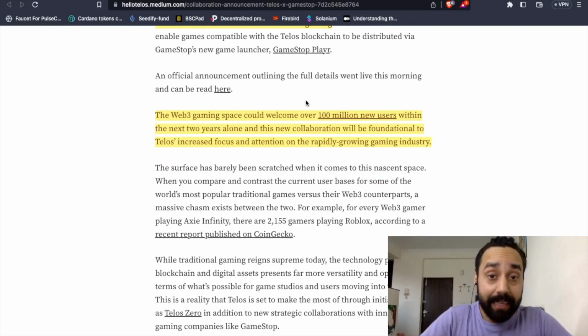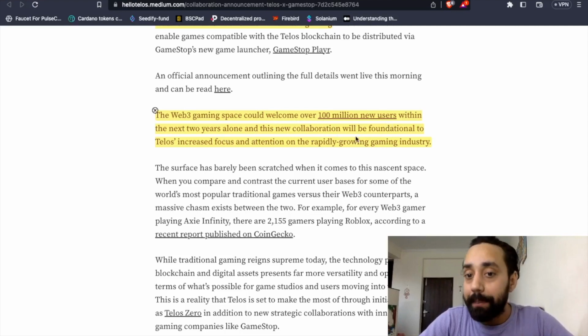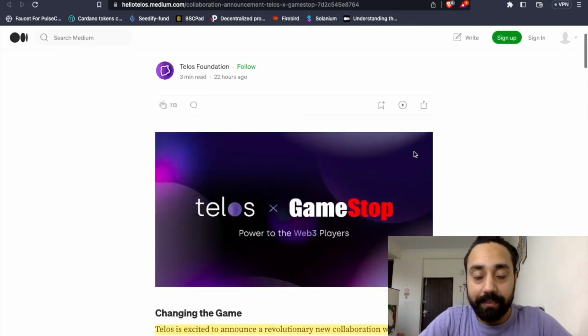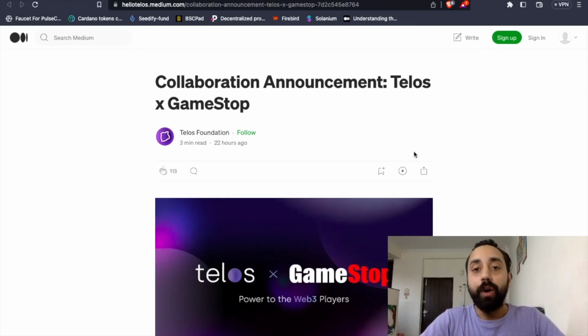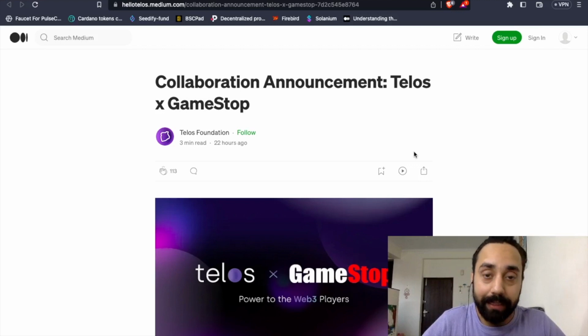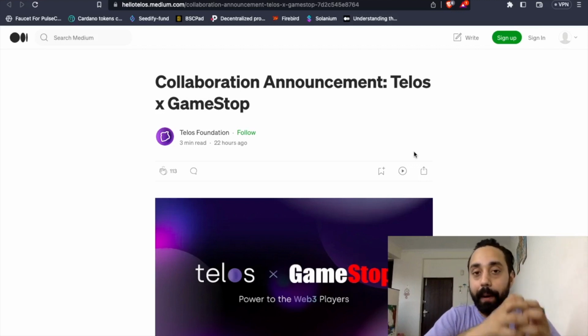To support the fact, it further stated that the Web3 gaming space could welcome over 100 million new users within the next 2 years alone, and this new collaboration will be foundational to TLOS's increased focus and attention on the rapidly growing gaming system. So this is big news for TLOS and GameStop, and if you are holding TLOS token, this can be a big boost to pump TLOS token.